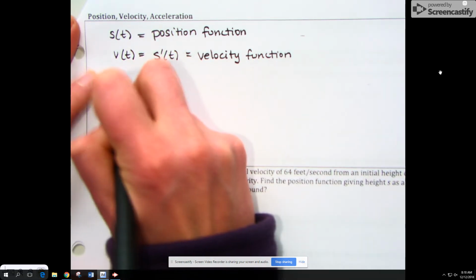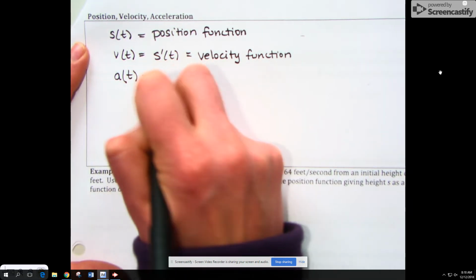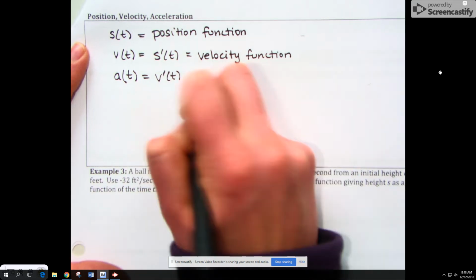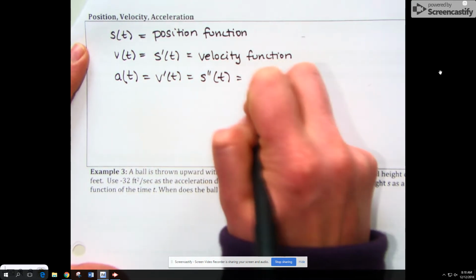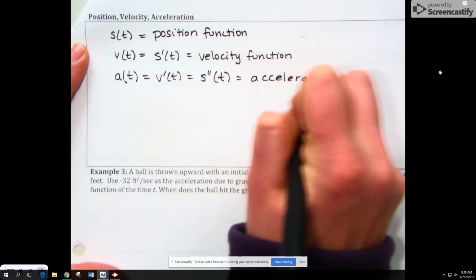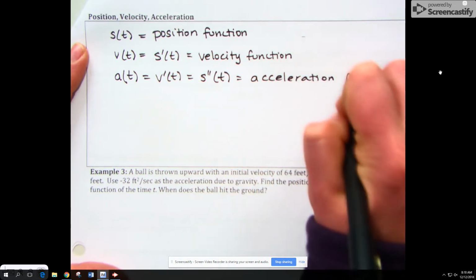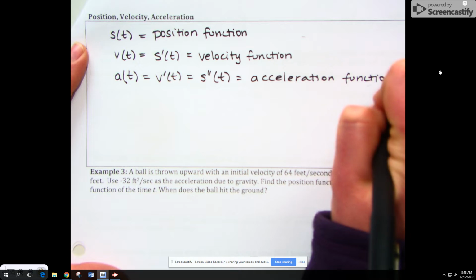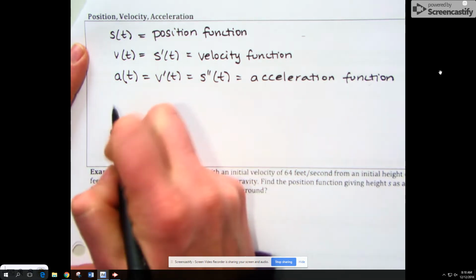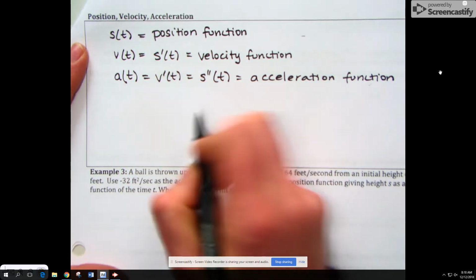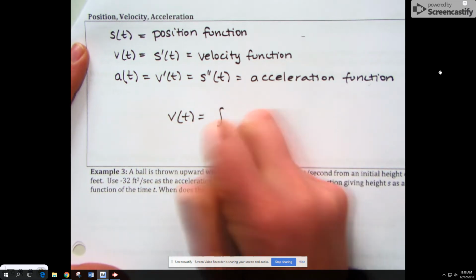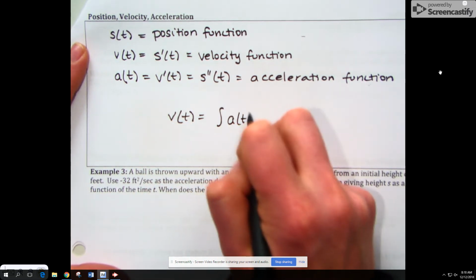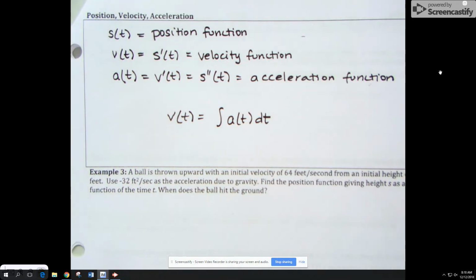And last but not least, our acceleration would be the derivative of the velocity, or if you think about it, it's the second derivative of your position. That is nothing new. We've already talked about this. What we can add now is that our velocity function then would be the integral of the acceleration function. Right? I can work backwards now.